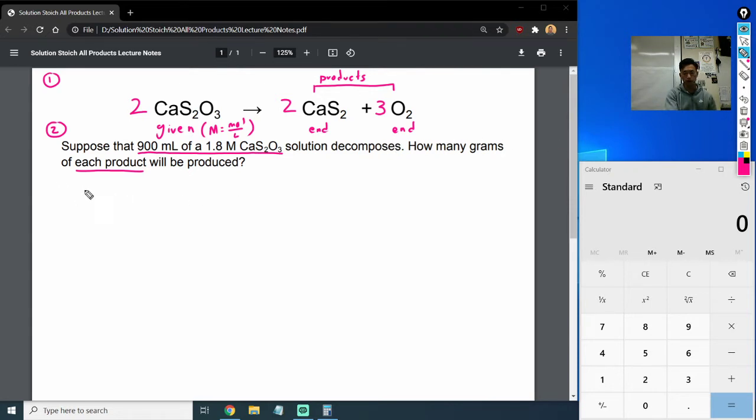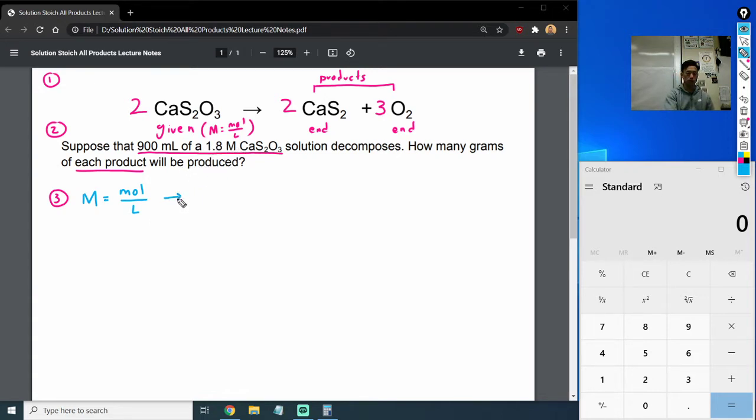All right, so we found our given and our end. So what we're going to do now is step 3. We're going to find the moles using the molarity. Okay, we said earlier we're going to be using the molarity formula. So capital M equals moles over liters. Okay, so let's plug in the numbers that we have. For molarity, we have 1.8 capital M.